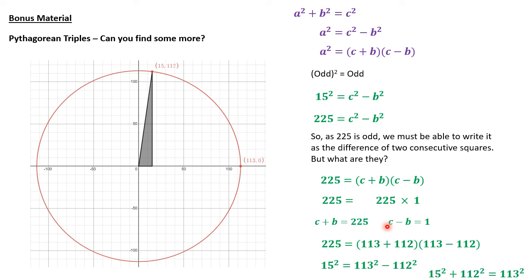Let's have a look at a picture of that. There's lots of different ways you could draw that, but I've drawn a circle with a radius of 113, a base of 15, and a height of 112. I wonder how many different ways you could draw that triangle in that circle, but all right angle triangles within a circle. And that is the end of this little video.